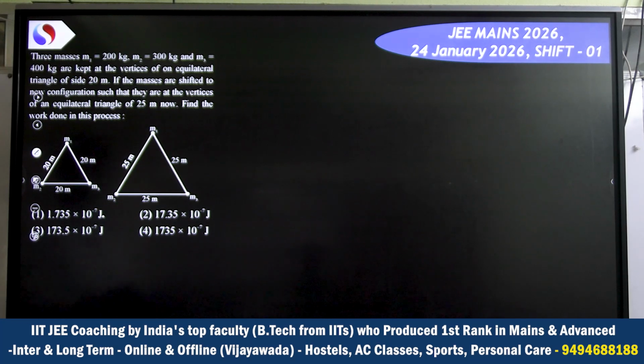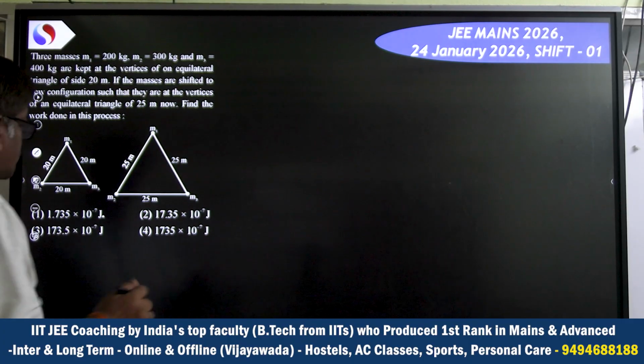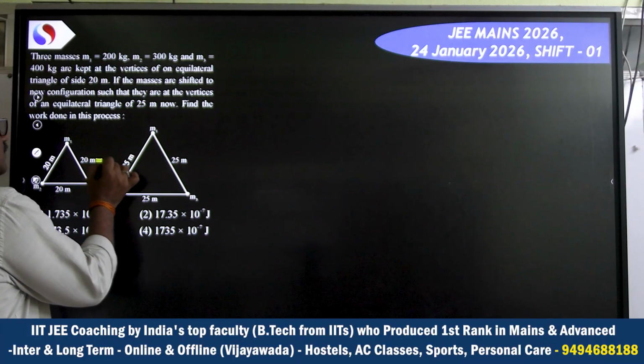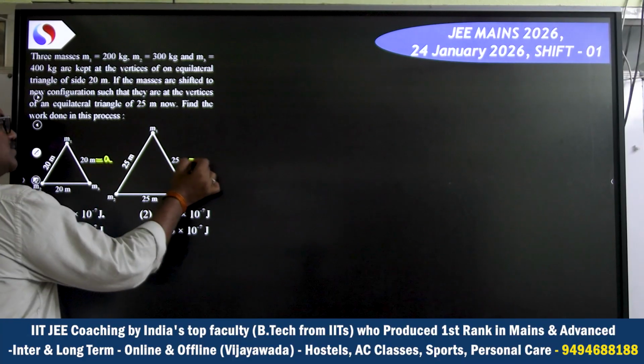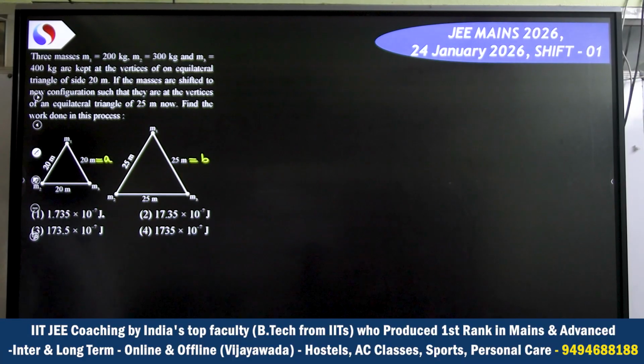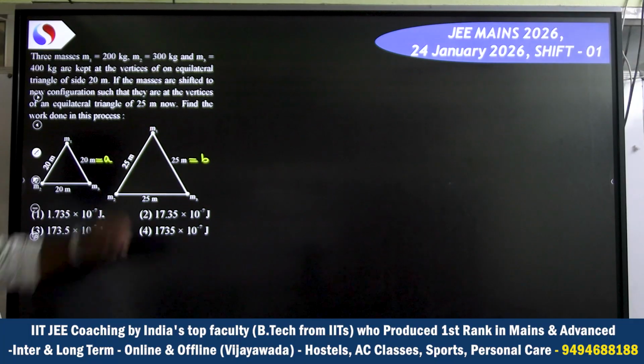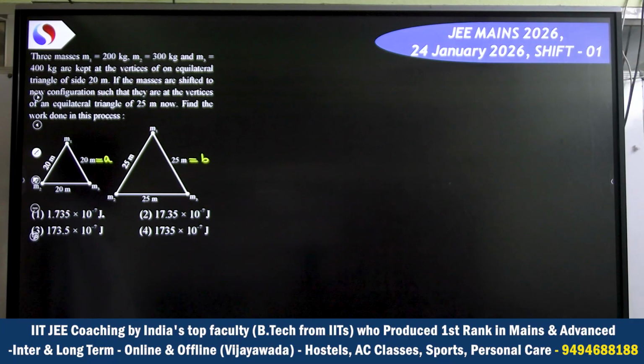Fine, this is a little calculative. So 3 masses M1, M2 and M3 are kept at the vertices of the triangle. So suppose in this triangle, I just assume this length as A and this length as B. This is M1, M2, M3, this is an equilateral triangle, so they are at the vertices of side 20 meter, and now we want to configure them to a side of 25 meters.